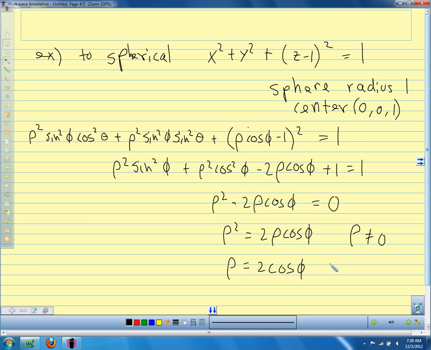This is very similar to what we did in polar coordinates, where r equals 2 cosine theta. We knew that was a circle. So rho equals 2 cosine phi gives us a sphere in 3 dimensions. Questions on that one?